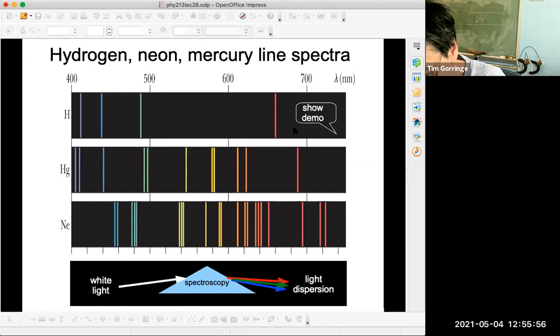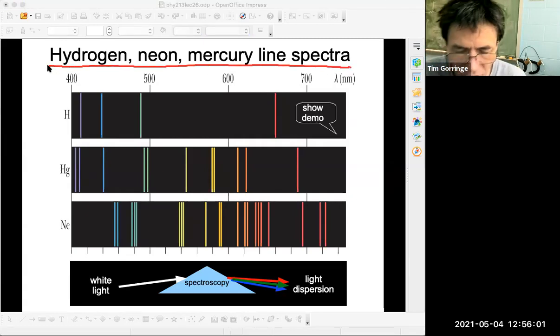And this slide here shows you what we call the line spectra of several different atoms. So in this example, we've got the line spectra of hydrogen, we've got the line spectra of neon, and we've got the line spectra of mercury, 3 different atoms. If you can hear the buzzing right now, there's a big fly in my room, I guess. So there's 3 different line spectra here.